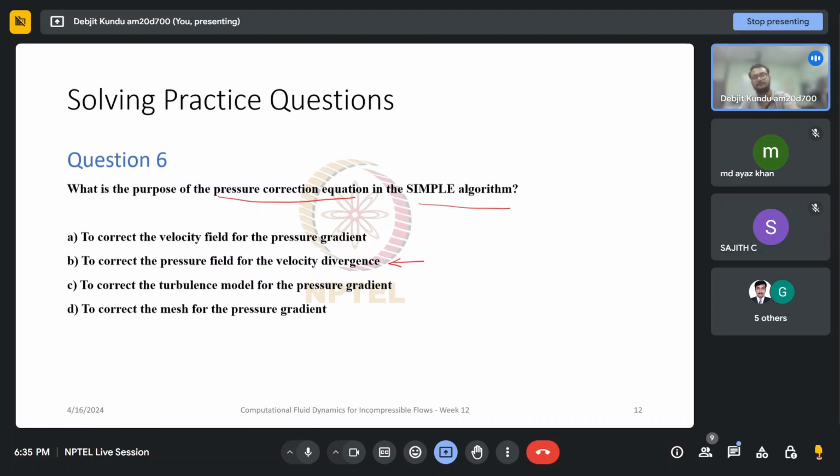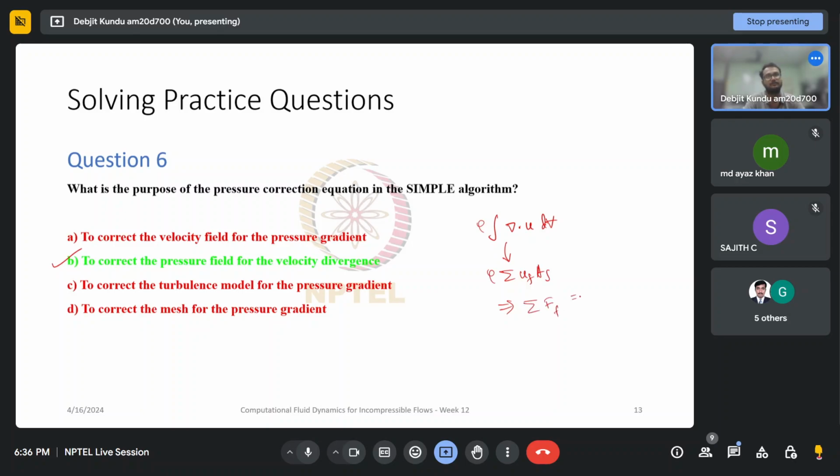Okay, so let's have a look at the solution. It is actually option B, to correct the pressure field for the velocity divergence. So the divergence of velocity, once you integrate it over the control volume, basically boils down to the summation of u_f A_f, and if you multiply rho with it, this becomes the summation of F_f equal to 0, where F_f is basically rho u_f A_f at different surfaces.